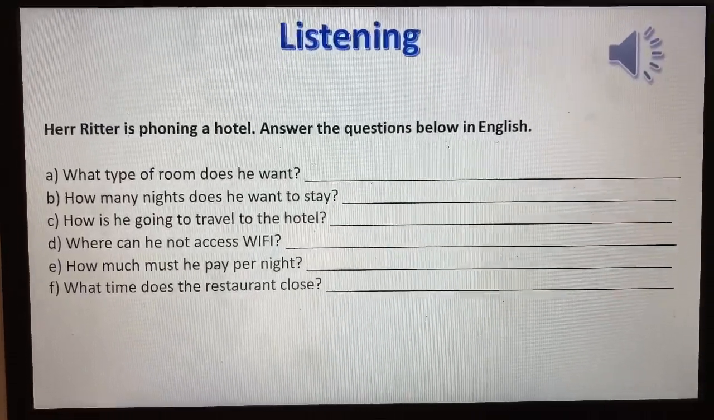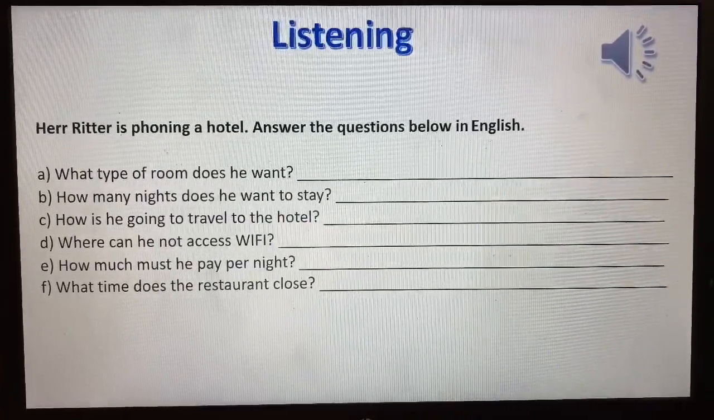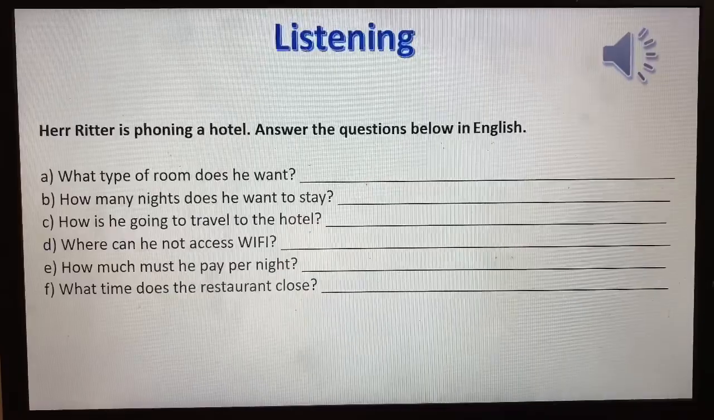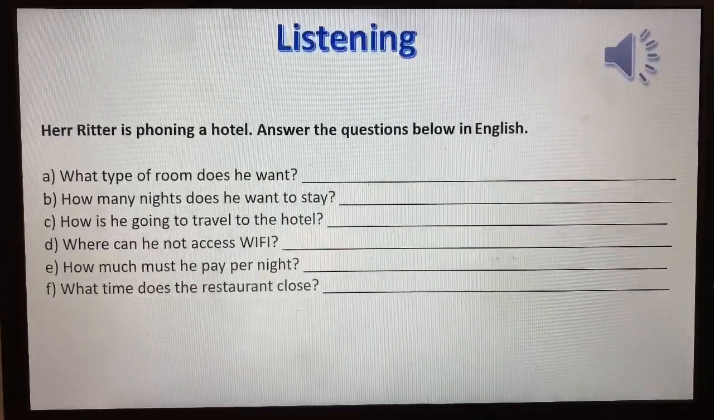2. Für wann möchten Sie das Zimmer reservieren? Ich möchte das Zimmer für 3 Nächte vom 12. bis 15. August reservieren, bitte.